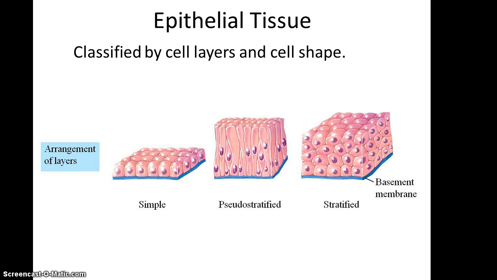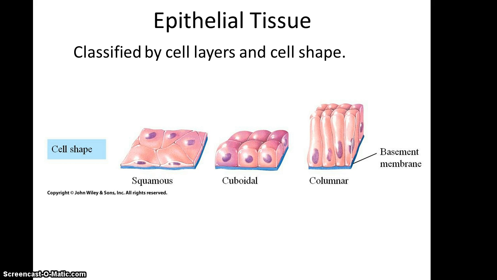Epithelial tissue is classified by two primary characteristics: the number of cell layers and the shape of the cells closest to the lumen or free surface. So for instance, if you look at the arrangement of layers, you see three classifications. Simple, which would be where there's only a single sheet of cells. Pseudostratified, where there's only a single sheet of cells, but looking at it, you could get confused into thinking that there were more than one layer. And stratified, where there are multiple layers of cells.